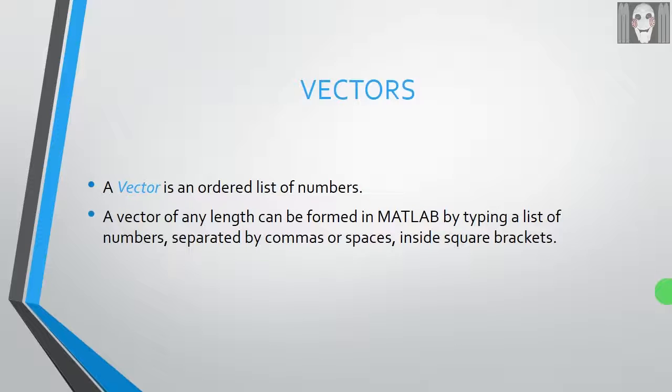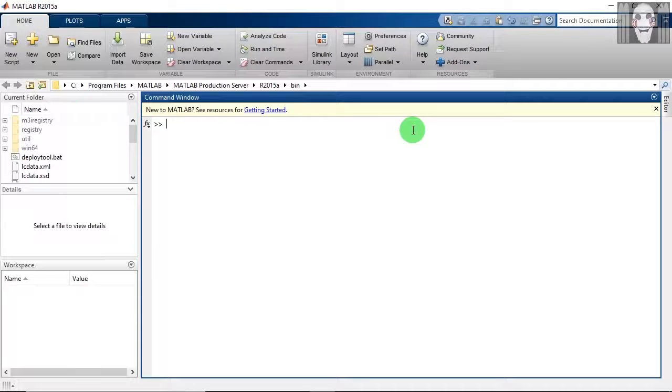A vector is an ordered list of numbers. A vector of any length can be formed in MATLAB by typing a list of numbers separated by commas or spaces inside square brackets. So let us begin with a very simple example of a vector. When you press enter, you get this answer. Now we will enter one more vector. This vector that we entered has spaces in between instead of commas that we used in the previous vector.